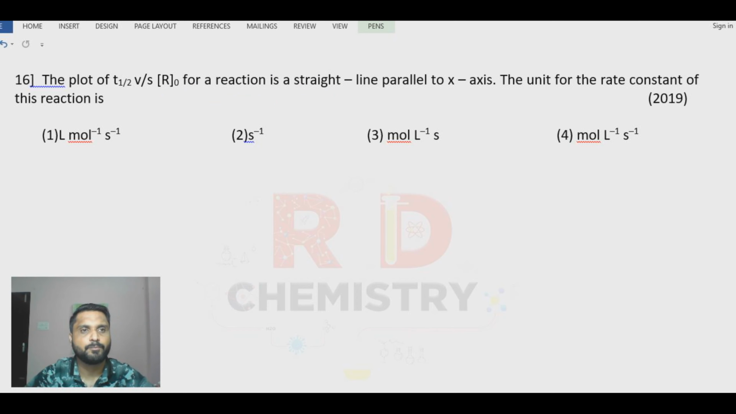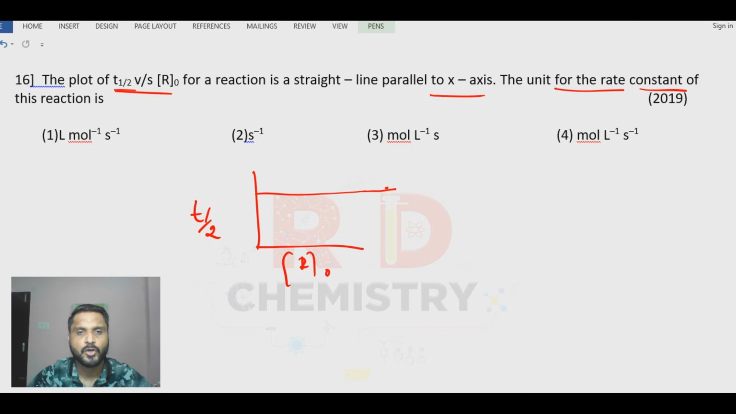Question number 16. Plot of half-life versus R0 is a straight line parallel to the x-axis. Unit of rate constant of this reaction is. To find out the rate constant unit, you must know the order of the reaction. T half versus R0 is a straight line parallel to the x-axis, which means whatever concentration we take, the half-life is always a constant.